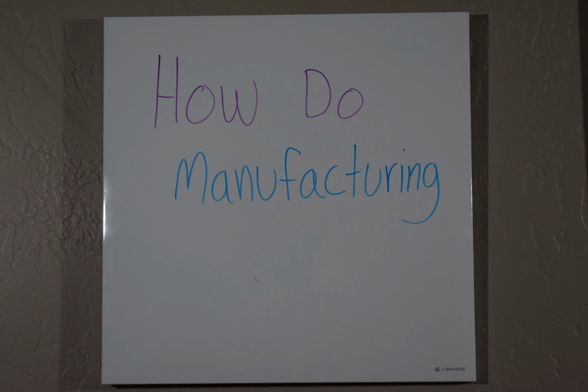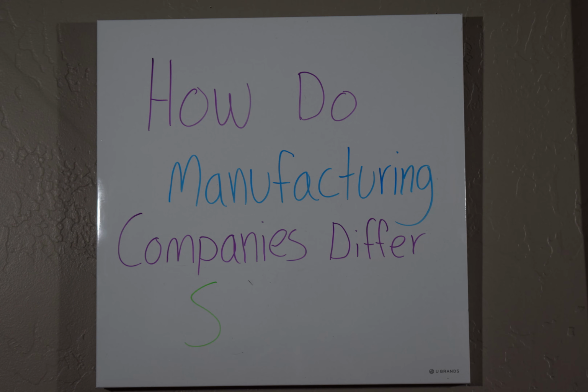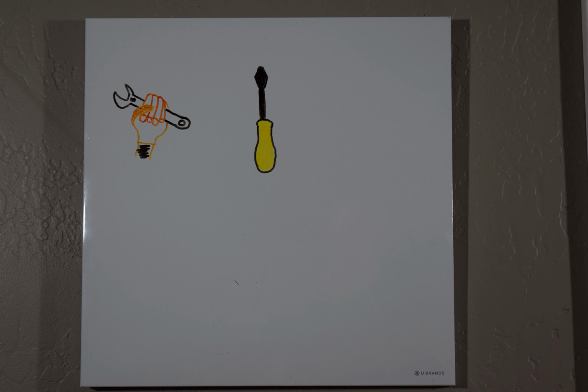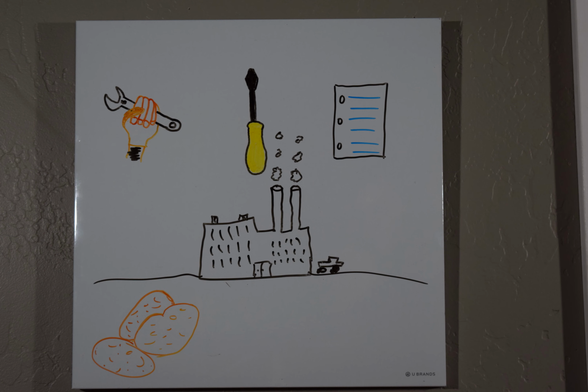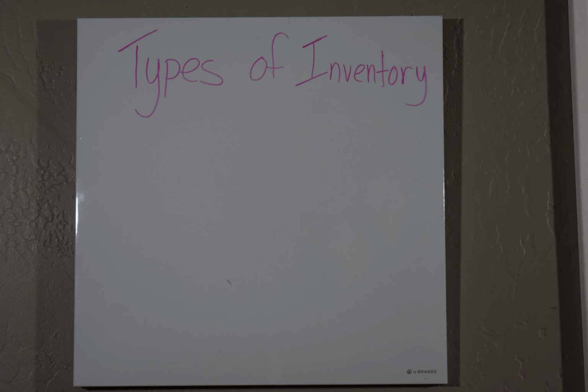How do manufacturing companies differ from other company types when it comes to costs and financial statements? Manufacturing companies use labor, equipment, supplies, and facilities to convert raw materials into finished products. They track costs using 3 different types of inventory.